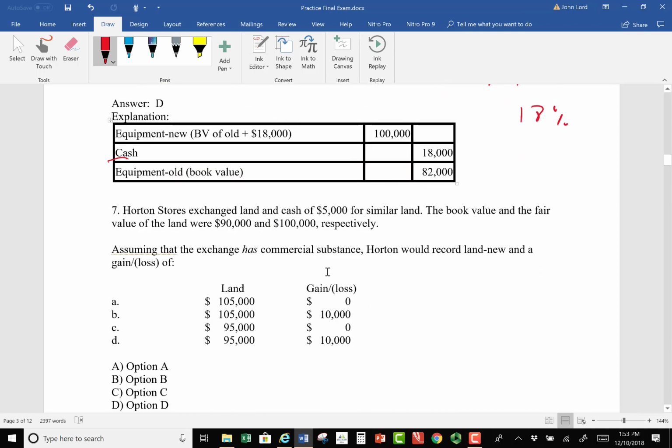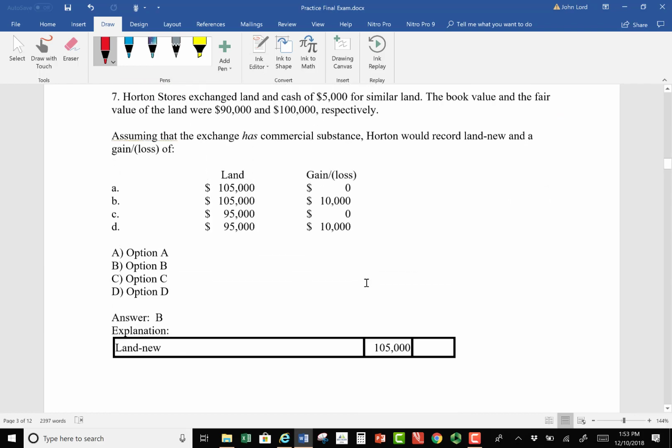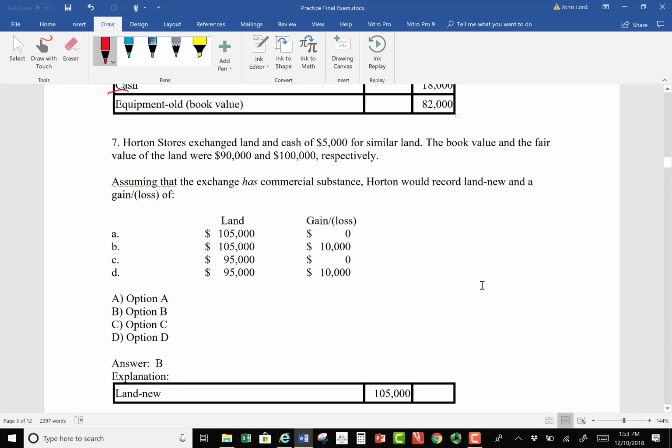Okay, number 7. Horton Services exchanged land and cash, meaning they paid cash, for similar land. The book value and fair value of the land were $9,000 and $100,000 respectively. Assuming the exchange has commercial substance, Horton would record new land and gain or loss of, and they give us the options here. Now, what happens?